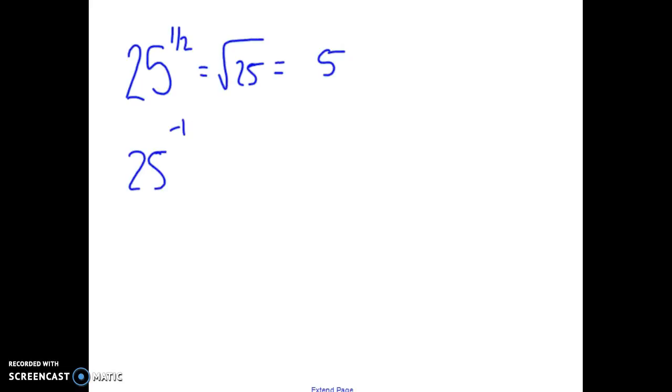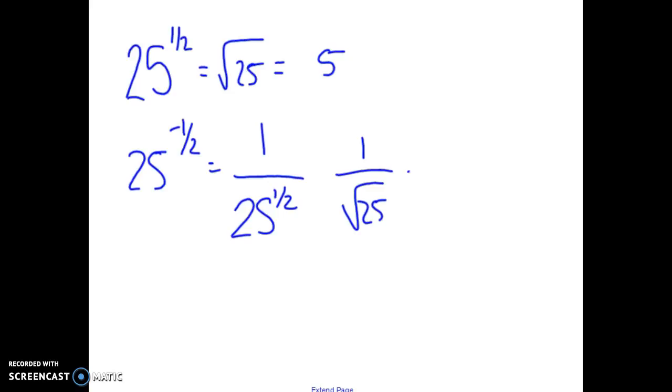Again, something else to consider when simplifying. If I had 25 to the 1/2, remember that's the same as the square root of 25, which is 5. 25 to the negative 1/2 is the same as 1 over 25 to the 1/2, which again is 1 over the square root of 25, which is just plain 1/5.